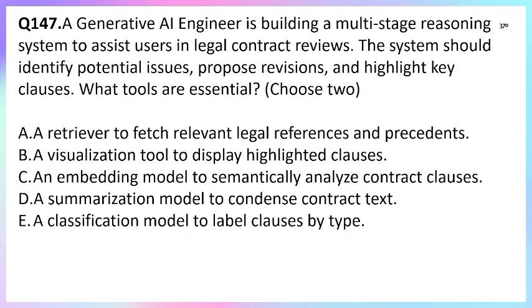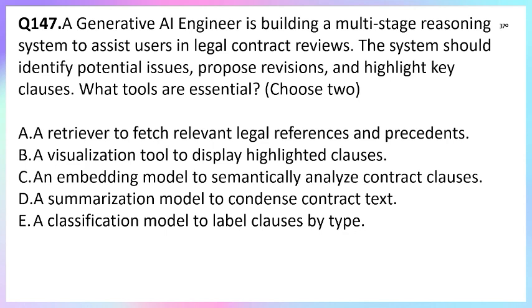Question number 147. A generative AI engineer is building a multi-stage reasoning system to assist a user in legal contract review. The system should identify potential issues, propose revisions, and highlight key clauses. Which tools are essential? Option A, a retriever to fetch relevant legal references and precedent. Option B, a visualization tool to display highlighted clauses. Option C, an embedding model to sentimentally analyze the contract clauses. Option D, a summarization model to condense the contract text. Option E, a classification model to label the clause titles.